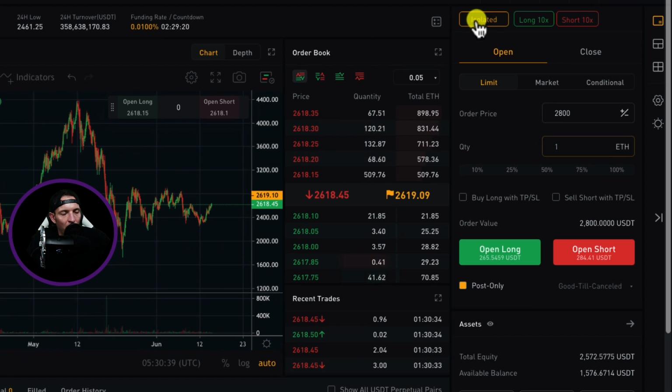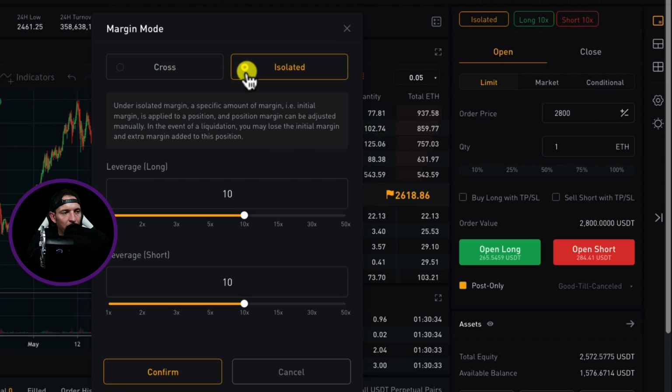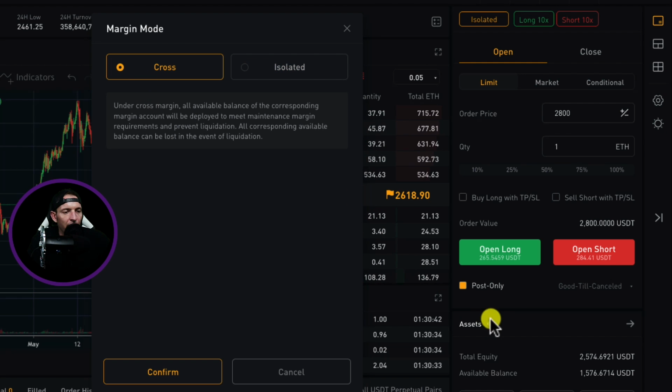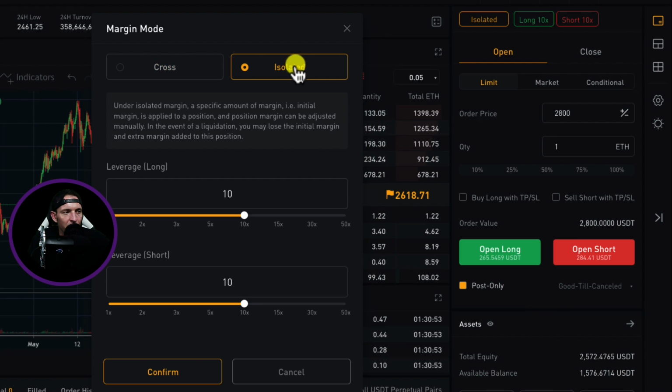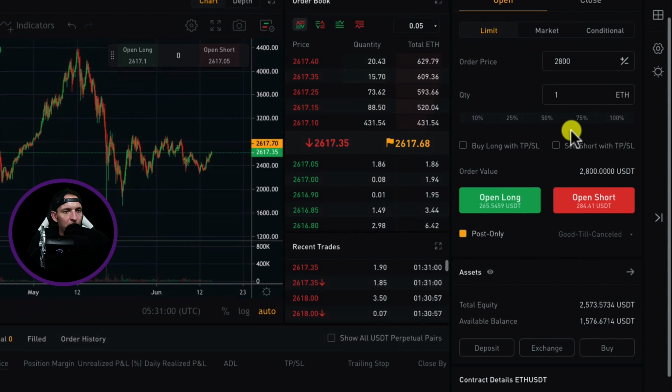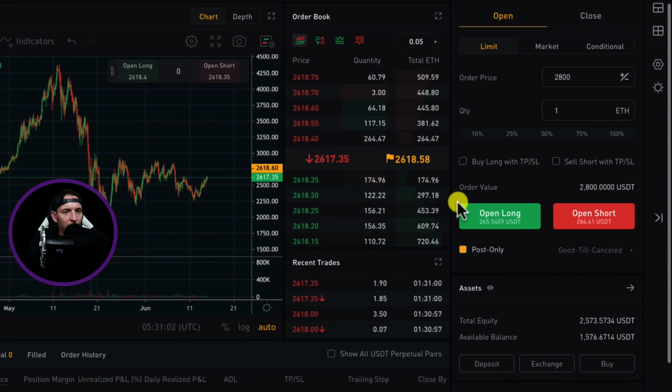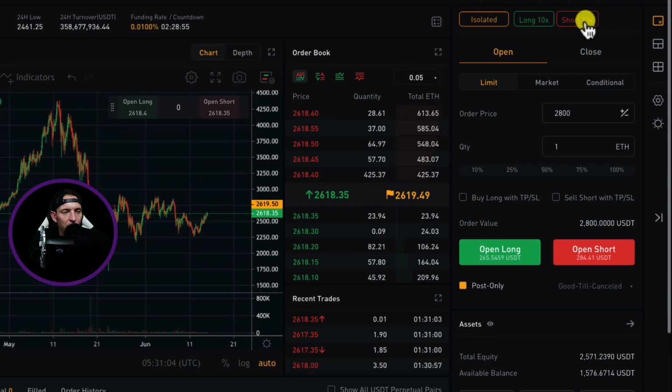Now you also have isolated versus cross. So isolated means you're only going to risk what's in this red box. If you do cross margin, it'll continue to keep you in that position and hold that position open until you get liquidated and your entire balance is gone. So you definitely always want to make sure that you're using isolated, not cross. When you have a position opened, if you want to increase or decrease the liquidation price, you can come up over here and just change the slider.